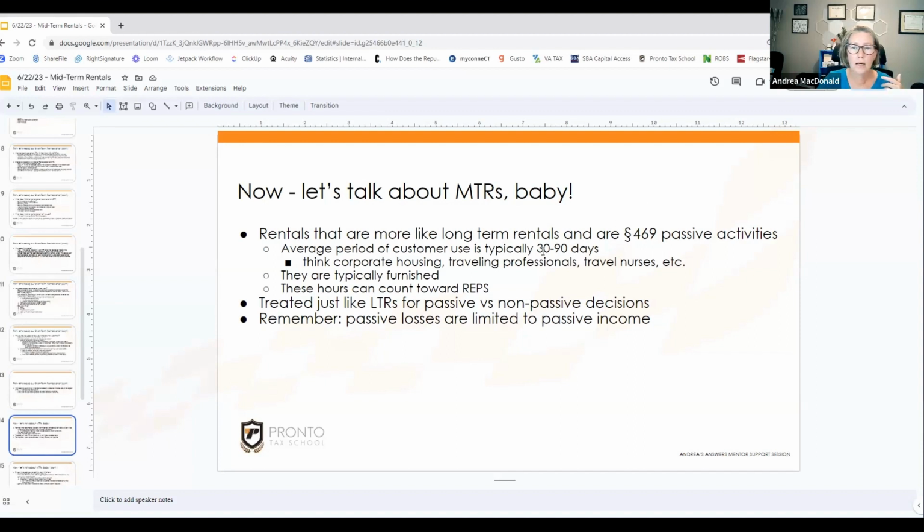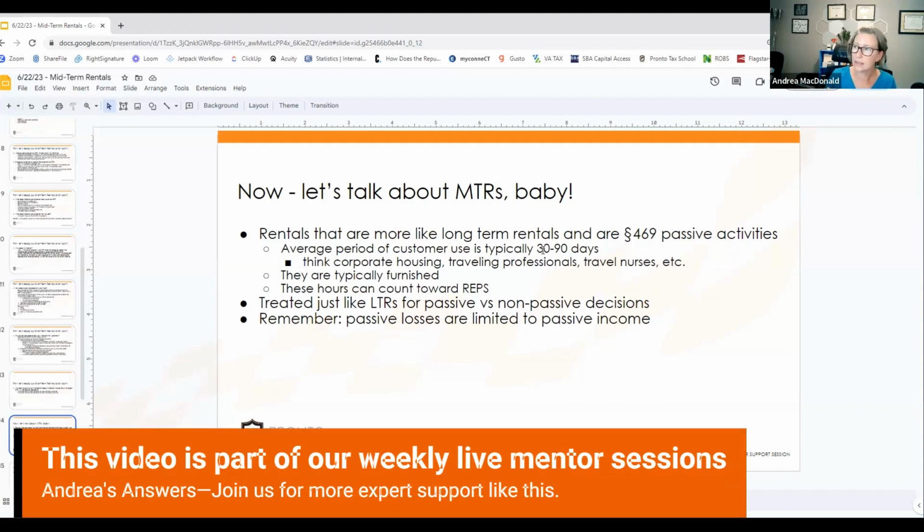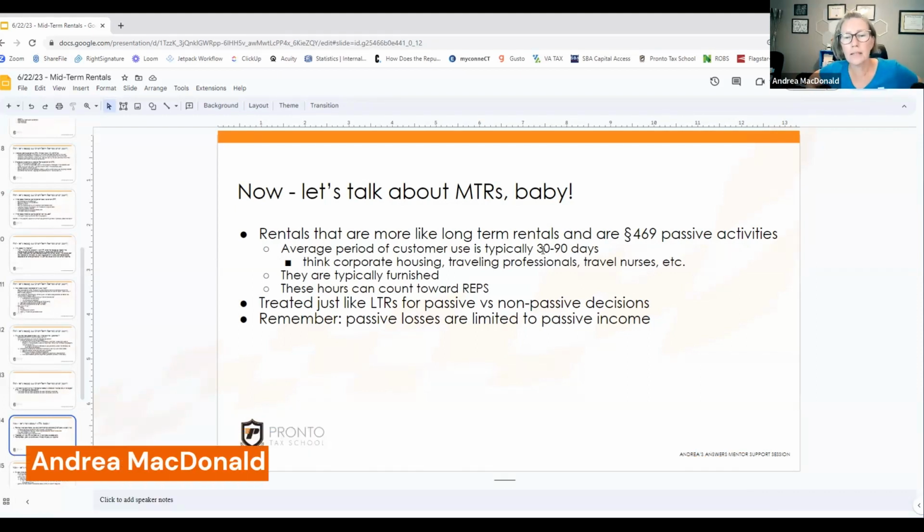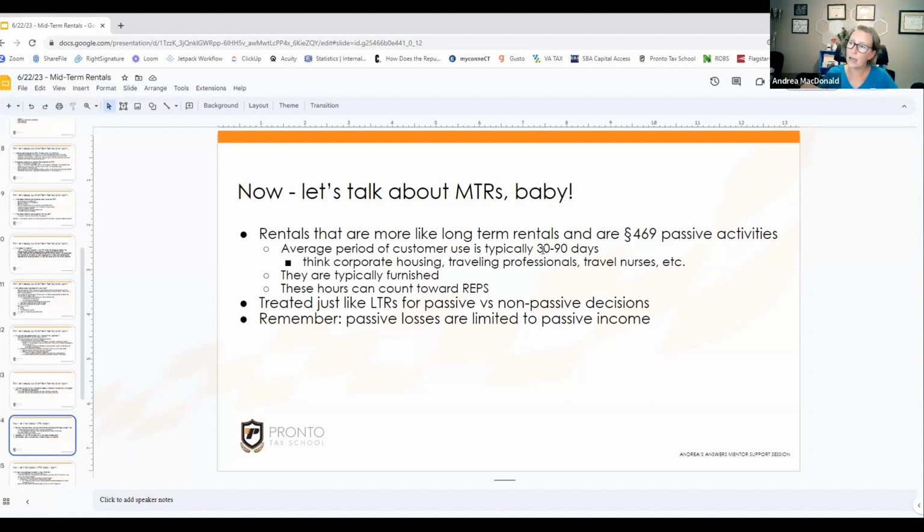Midterm rentals are rentals that are more like long-term. They are Section 469 passive activities. We're going to define midterm rentals as an average period of customer use, typically 30 to 90 days. So more than a short-term rental, less than a long-term rental. Think like corporate housing, traveling professionals, travel nurses, people who are out of town for a month or 2 or 3 at a time. They want a fully furnished, ready to live in place, but they don't want to stay in a hotel. So these are typically furnished.